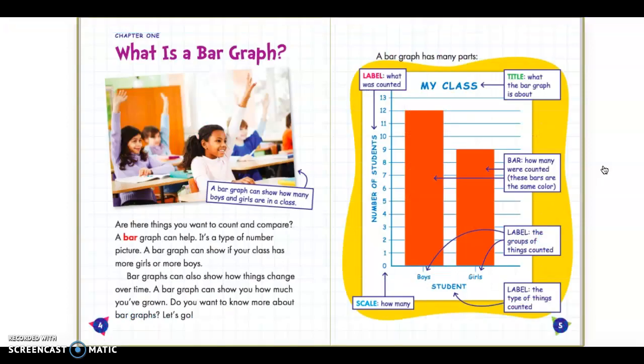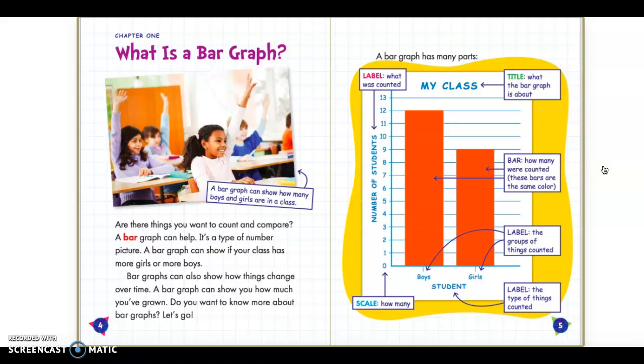What is a bar graph? Are there things you want to count and compare? A bar graph can help. It's a type of number picture. A bar graph can show if your class has more girls or boys. Bar graphs can also show how things change over time. A bar graph can show you how much you've grown. Do you know more about bar graphs?